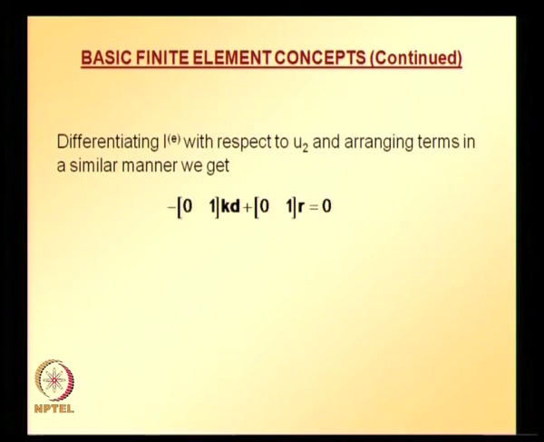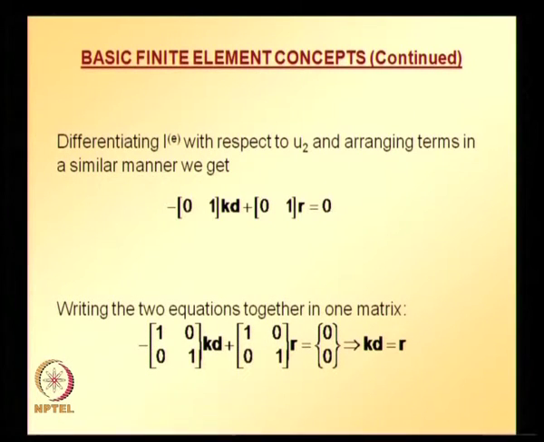Applying that, I got this equation, and we need one more equation that we get by differentiating I with respect to u2. We have another nodal parameter u2, and following the same procedure you get this equation. So, you got two equations, and you can put these two equations together in one matrix. That can be written in a compact manner as KD equal to R, because [1 0; 0 1] is an identity matrix. Anything you multiply with the identity matrix you get the identical quantity.